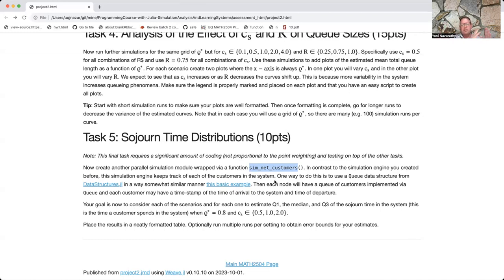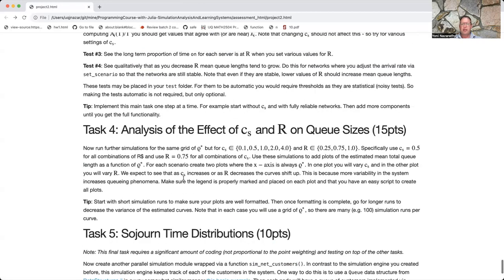And the reason it does this is when a customer enters the system, you start their sojourn time, and when a customer leaves the system, you finish their sojourn time, and then you actually can collect the sojourn times of these customers, and you can know something about the distribution of the sojourn times. In this case, estimate the Q1 and the Q3, the quartiles of this distribution, okay? And a bit more like we say here. This is your 5th task.